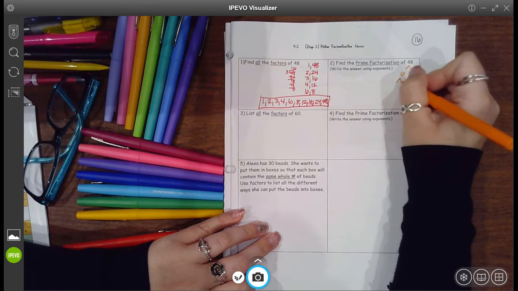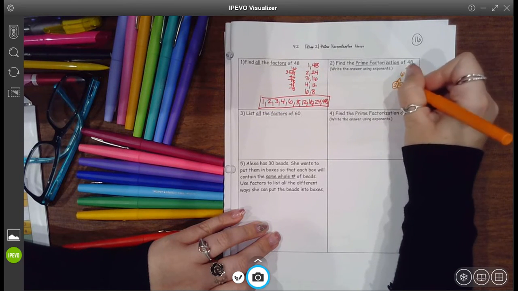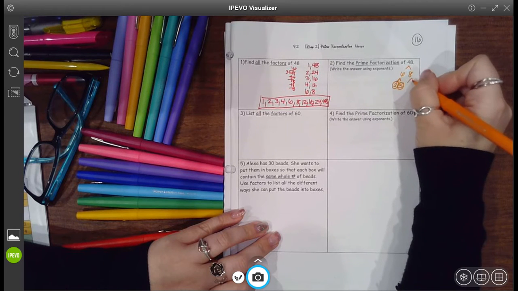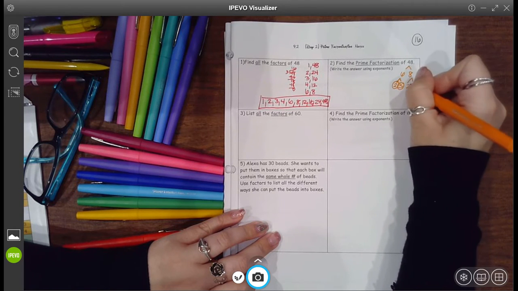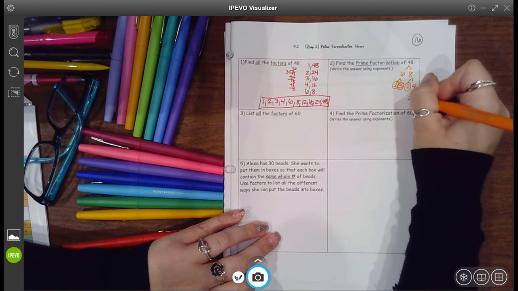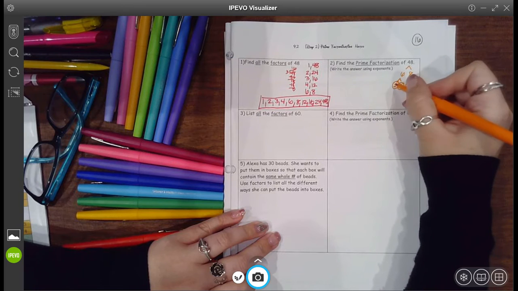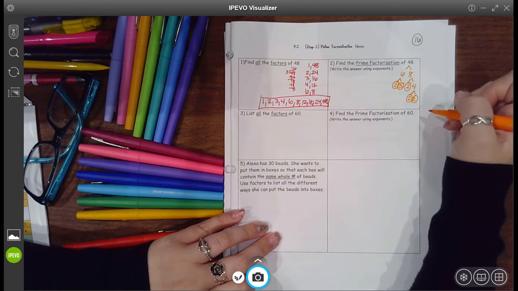6 breaks down to 2 and 3. 2 can't break down anymore. 3 can't break down anymore. 8 can break down to 2 times 4. 2 can't break down anymore. It's prime, but 4 can break down to 2 and 2. And now they all ended. Okay, so each branch of the tree ended, and now I'm done.